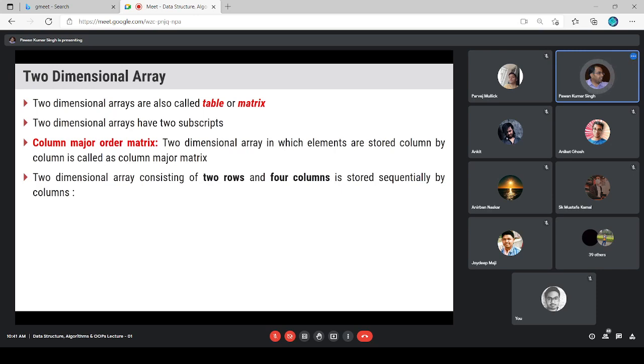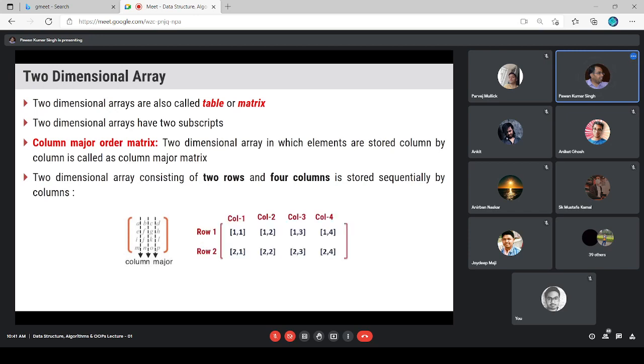And the two-dimensional array consisting of 2 rows and 4 columns looks like this. And this is the indexing: 1,1, 1,2, 1,3. The first one stands for the row and the second one for the column. These things you all know. This is A11, A21, A12, A22, then A13, A23, A14, A24.